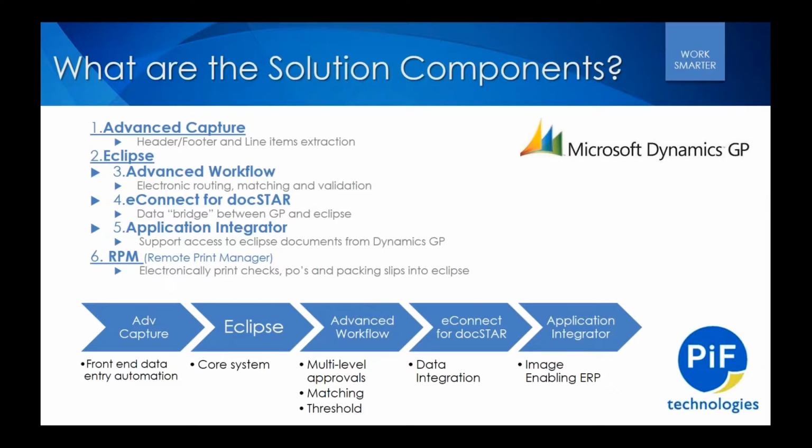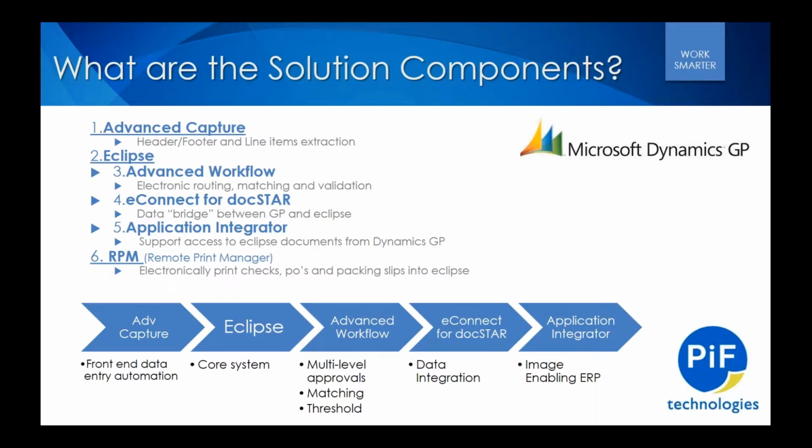So we're going to show how we can automate that with basically two main components here. First, the advanced capture solution. This is the tool where you capture either from an email or scanned document. It's going to read all the data automatically. You don't have to train specific vendors. It uses a knowledge base of terms to be able to extract that information. Eclipse is the core solution, and that's not only going to do the storage of that document, but it's also going to allow you to do all the matching and routing and validation within that particular process.